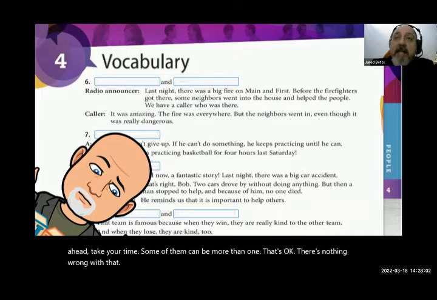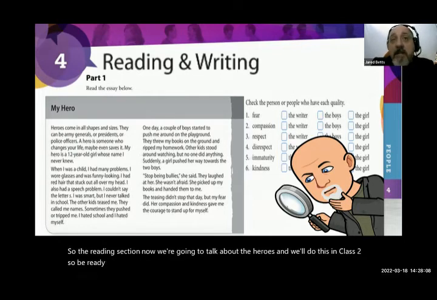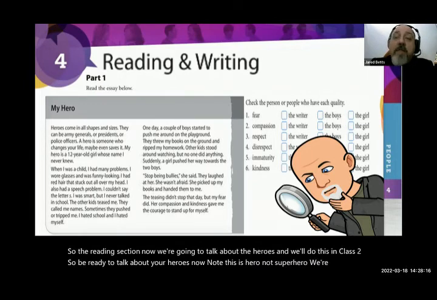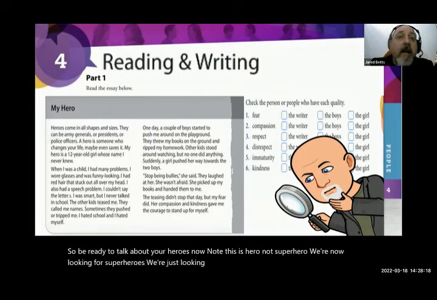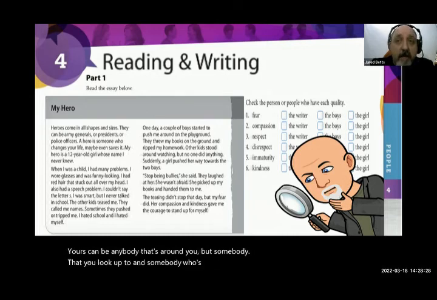So the reading section. Now we're going to talk about the heroes, and we'll do this in class 2. So be ready to talk about your heroes. Now, note this is hero, not superhero. We're not looking for superheroes. We're just looking for heroes. Now, heroes can be anybody that's around you, but somebody that you look up to and somebody who's done something that you admire.